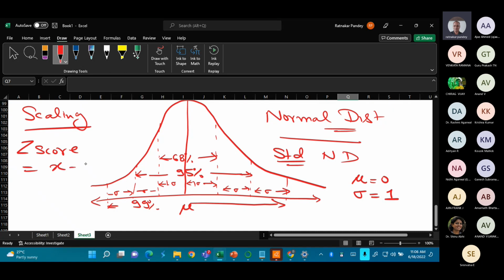So you take x minus mu divided by sigma, right? So that's what you're talking about. Sorry, I forgot your name. Aditya. So that's what Aditya was telling me, that we are subtracting the mean from the actual values and dividing by the standard deviation, right? So that's exactly right, Aditya.